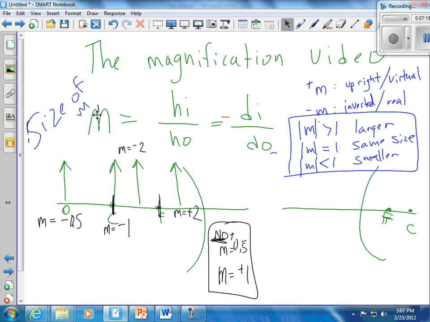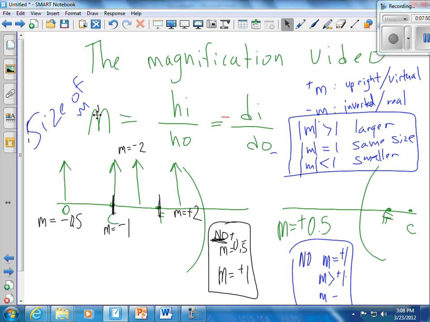Okay, what kind of images do you get with the convex mirror? Convex mirrors always give you positive images that are smaller than the object. And you cannot get, with this type of mirror, a magnification that's equal to positive 1. You cannot get a magnification that is greater than 1. And you cannot get a magnification that is in any way negative, because you can't get real images and you don't get virtual images that are larger or the same size.